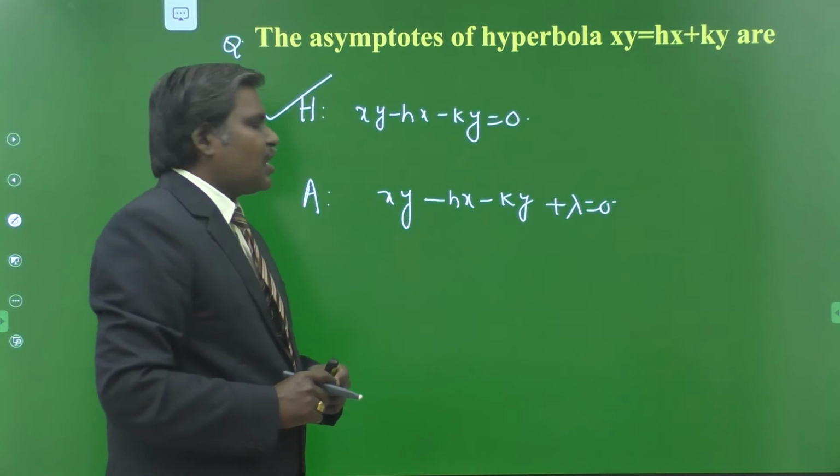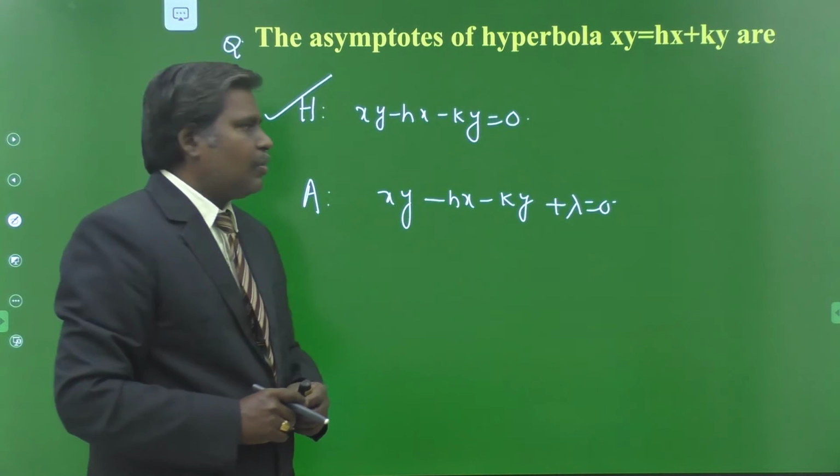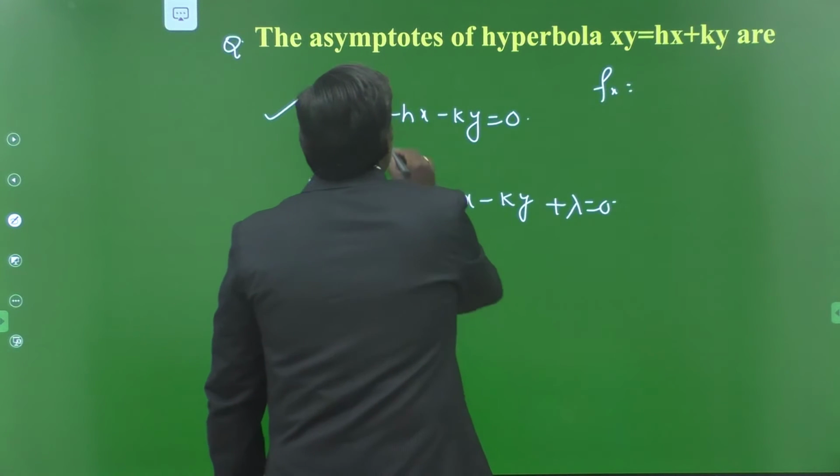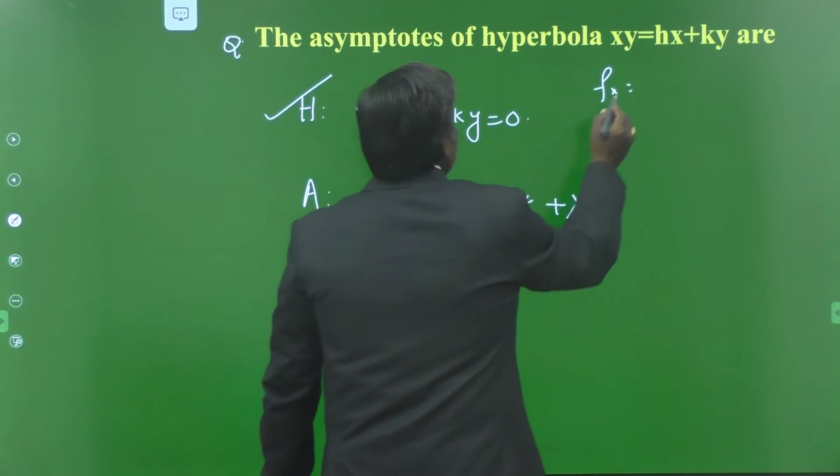We know that asymptotes always pass through the center of the hyperbola. So to find the center, just partially differentiate with respect to x, we get y minus h is equal to 0.